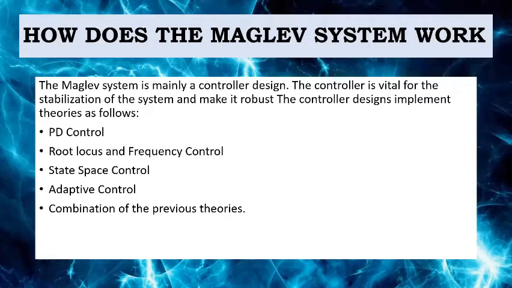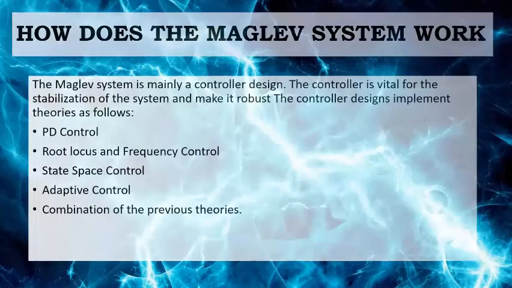So the magnetic levitation system is mainly a controller design. The controller is vital for the stabilization of the system and is made robust. The controller designs implement theories as follows: the PD controls, root locus and frequency control, state space control, adaptive control, and the combination of the above series.